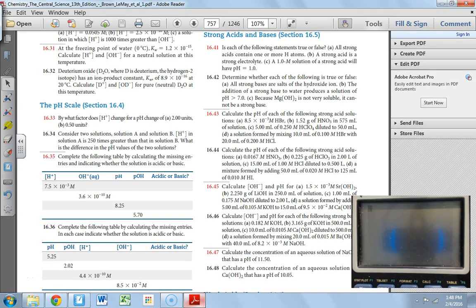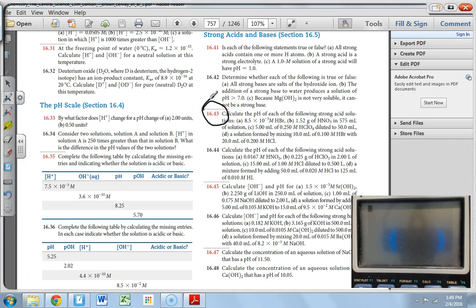Hey everybody, so we're going to go over how to do some strong acid-base problems. Instead of having my floating head, I have my handy-dandy little calculator here. I can show you how to do some of the math problems. So we're going to do question 16.43 in this video. I'm going to go over the math of how to do it. It says calculate the pH of each of the following strong acid solutions.